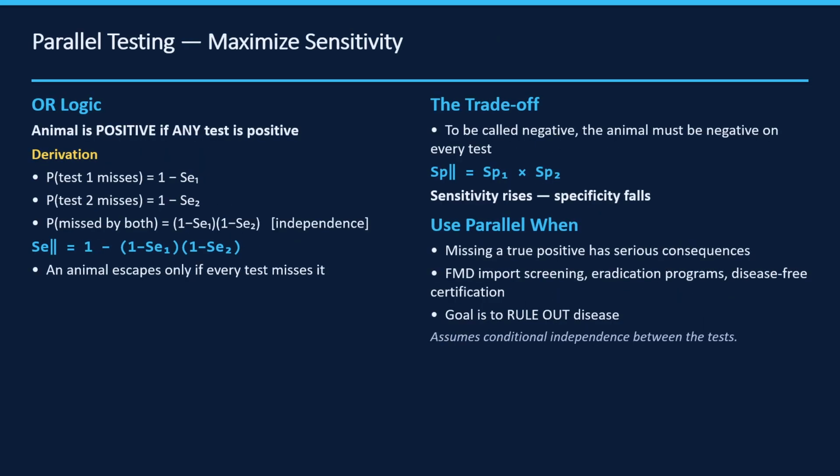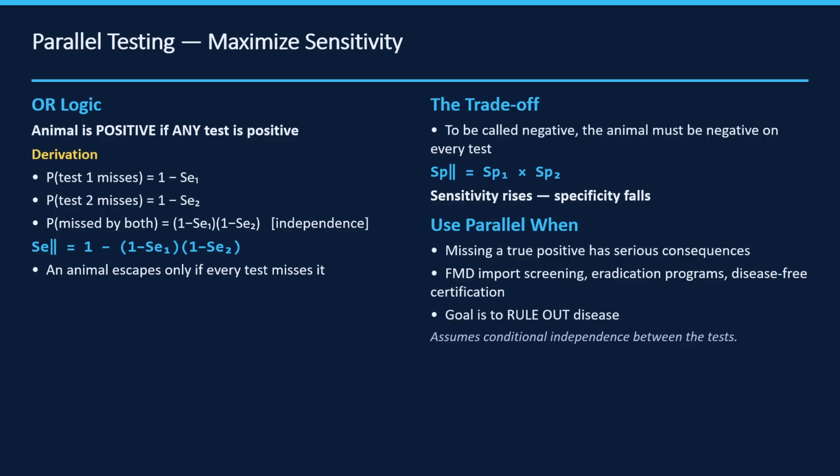Parallel testing is OR logic. Run two tests, call the animal positive if either one is positive. Why does that raise sensitivity? Think about what has to go wrong for a truly infected animal to slip through. Test 1 has to miss it, probability 1 minus sensitivity 1, and test 2 has to miss it too, 1 minus sensitivity 2. Assuming the tests are independent, multiply those. So the probability of being missed by both is 1 minus sensitivity 1 times 1 minus sensitivity 2. And combined sensitivity is 1 minus that whole thing.